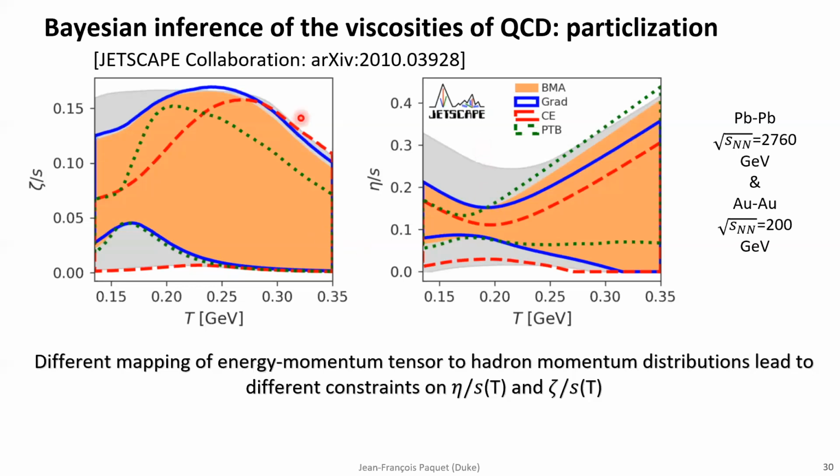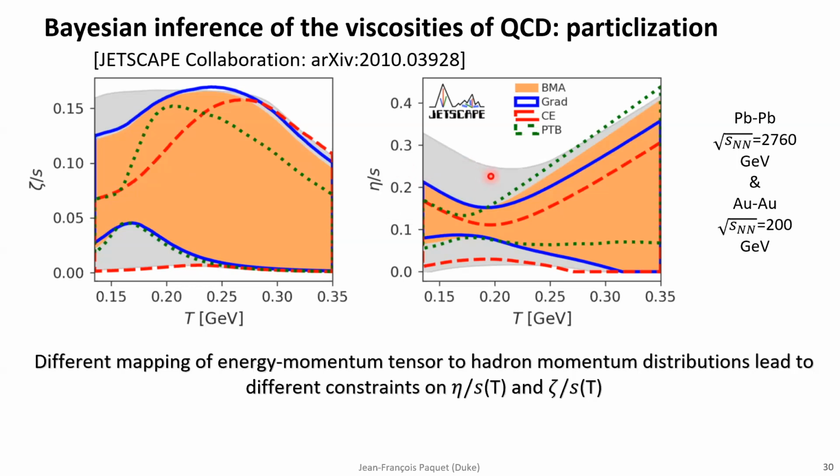Now, I want to emphasize, it might not look like a big uncertainty, but you always have to compare with the prior. The prior, I haven't said too much about it, but it's essentially the range of viscosity that you allow your model to explore. You always have to restrict it to a finite range. And how small your posterior is compared to your prior is what you learn from the data.